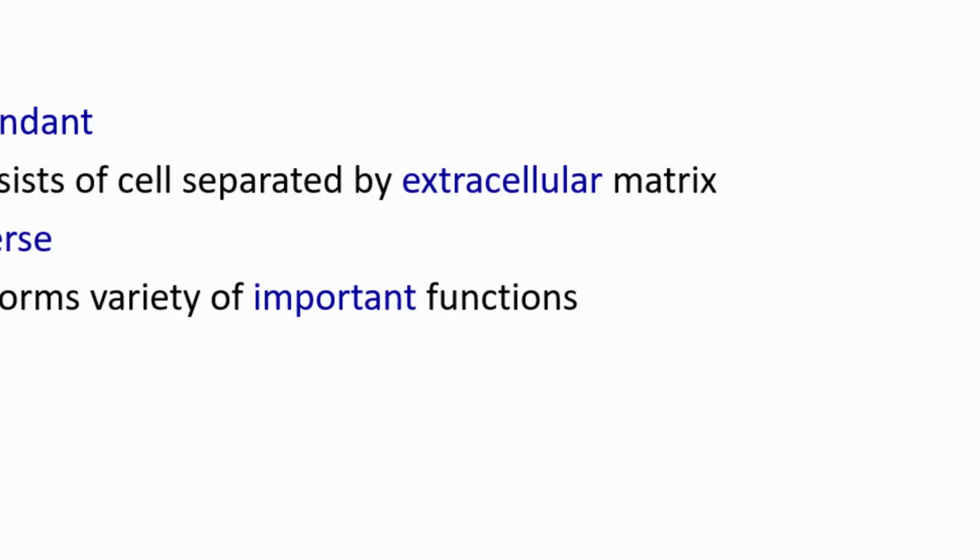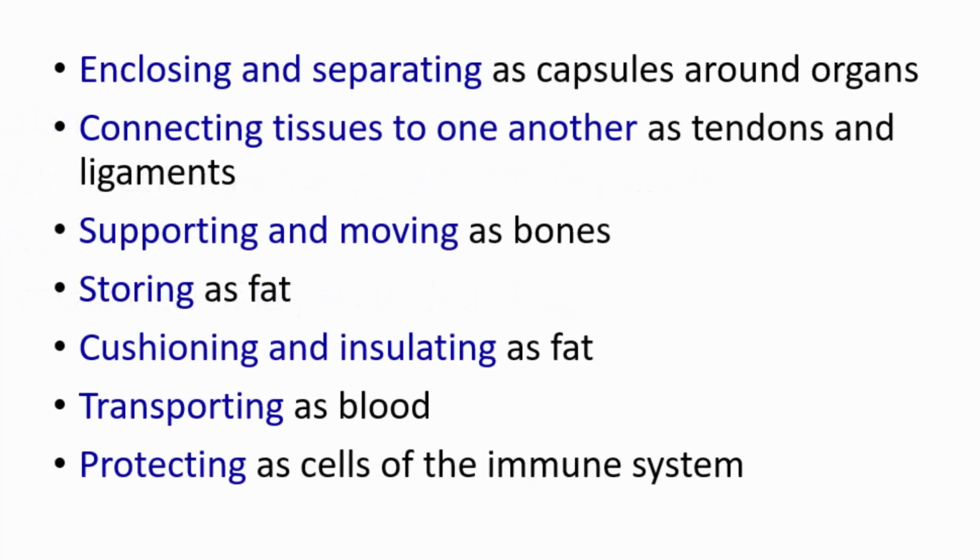It's going to perform a variety of important functions. It's going to do everything from protecting your brain, because bone is a type of connective tissue, to fighting infections. What does that? White blood cells. So your blood is also a type of connective tissue. It's going to hold things together. If it holds your skeletal bones together, we call that a ligament. If it attaches your muscle to your bone, we call that a tendon. So all of those things are types of connective tissues.